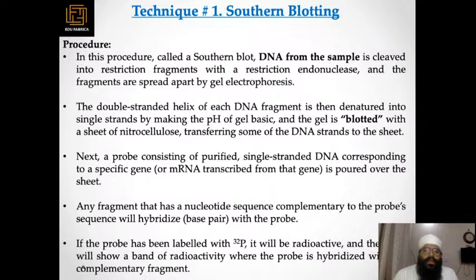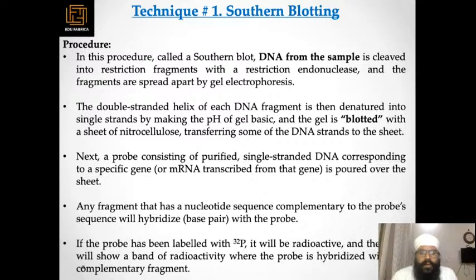In this procedure, we call it Southern blot because the DNA sample is cleaved into restriction fragments with a restriction endonuclease enzyme, and the fragments are separated apart by gel electrophoresis. So that's the major thing that we have to take care of. And the double-stranded helix of each DNA fragment is then denatured into single strands by making the pH of the gel basic, and the gel is blotted with a sheet of nitrocellulose, transferring some of the DNA strands to the sheet.